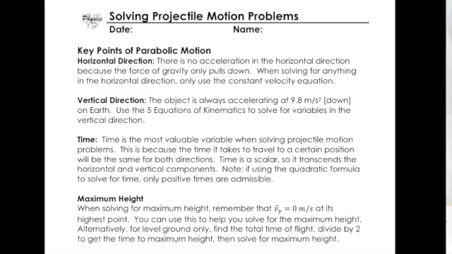But first, for the horizontal direction, the important thing to note is that there is no acceleration in the horizontal direction, because the force of gravity only pulls down. So gravity can't work on the object as far as the horizontal plane. So when solving for anything in the horizontal direction, only use the constant velocity equation.